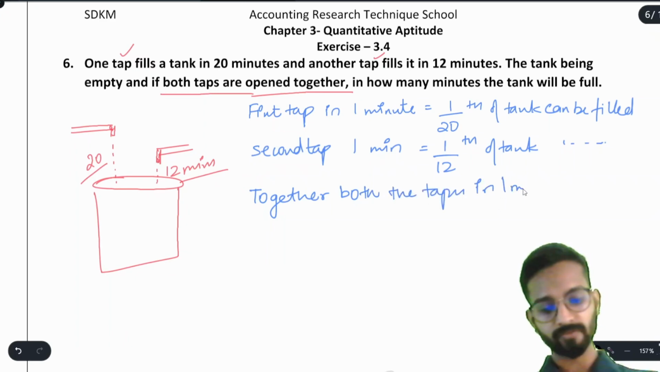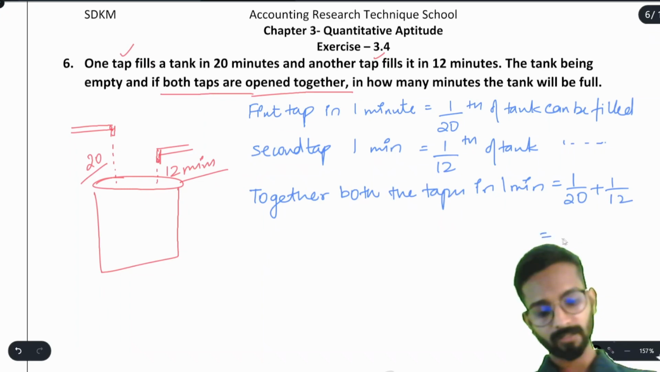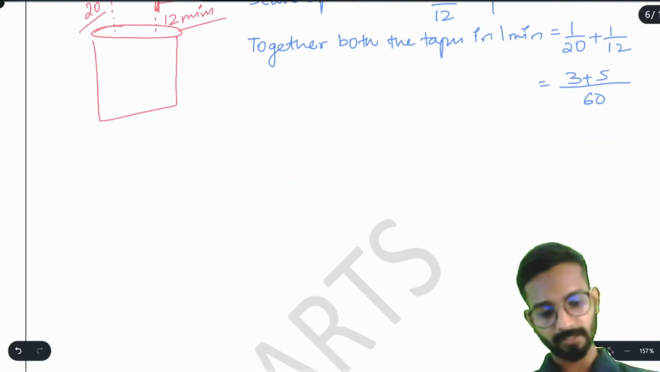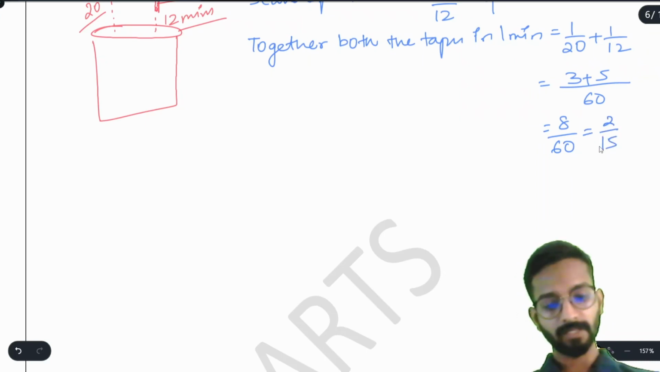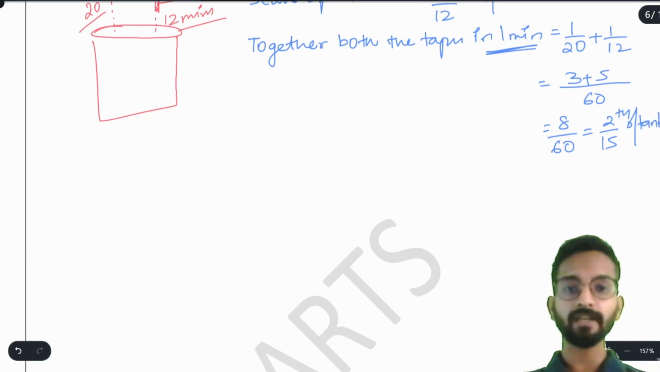In 1 minute first we will find how much tank they can fill. 1 by 20 plus 1 by 12, that is 60, 3 plus 5, that is 8 by 60. So it is 2 by 15th. It means in 1 minute 2 by 15th of the tank can be filled easily.